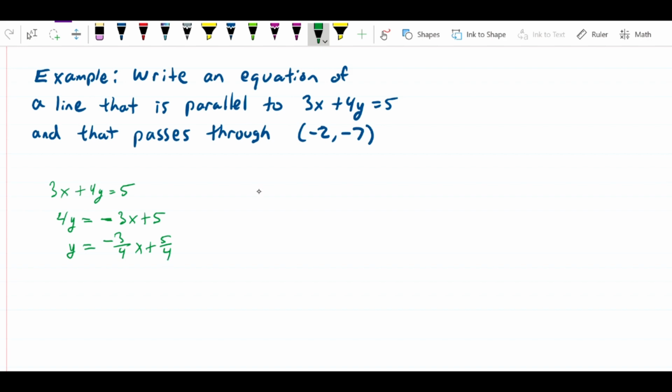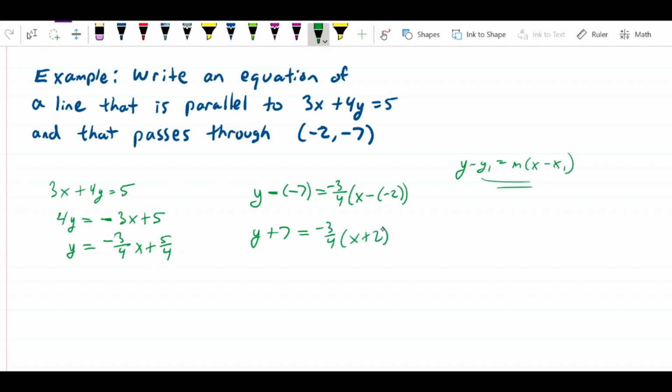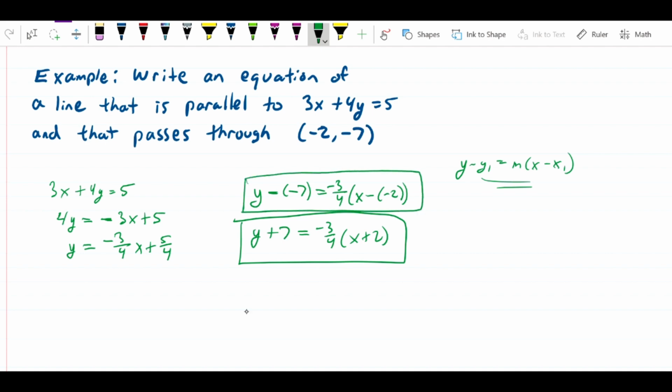That's going to be, written in point slope form, and recall that point slope form is y minus y1 equals m times (x minus x1). So write y minus negative 7 equals negative 3/4 times (x minus negative 2). Clean that up a bit: y plus 7 equals negative 3/4 times (x plus 2). Either of these would actually be okay. You could convert this into slope-intercept form if you wanted to, but there's really no need. An equation in point-slope form is perfectly good. It's a perfectly valid equation of a line.